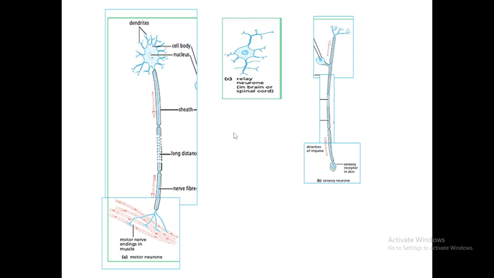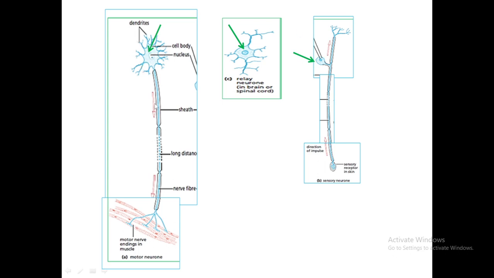And again, if you see their structure, those three types of neurons are different in their size and shape, but they have a common feature, which is that they have a cell body. They contain a nucleus. They have mitochondria and other organelles also. So those three types of neurons also contain the major parts of the neuron.